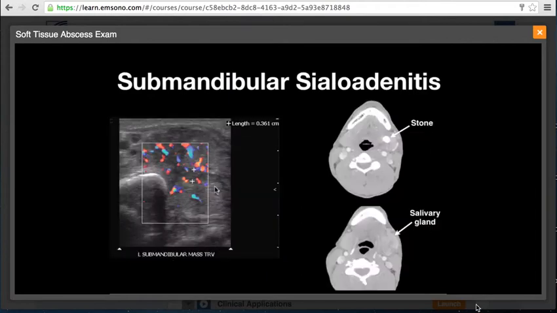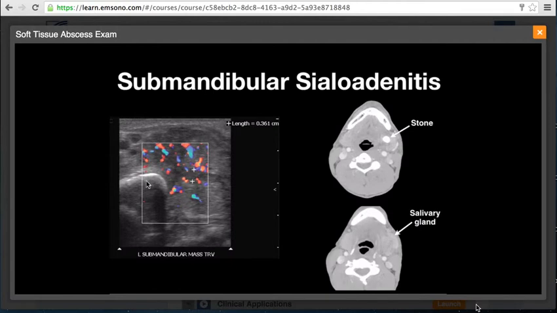What it turns out that this patient had, we put color Doppler on. You can see these areas right here that are devoid of color. You can see that there's internal flow in here. These are the dilated ducts within the gland.